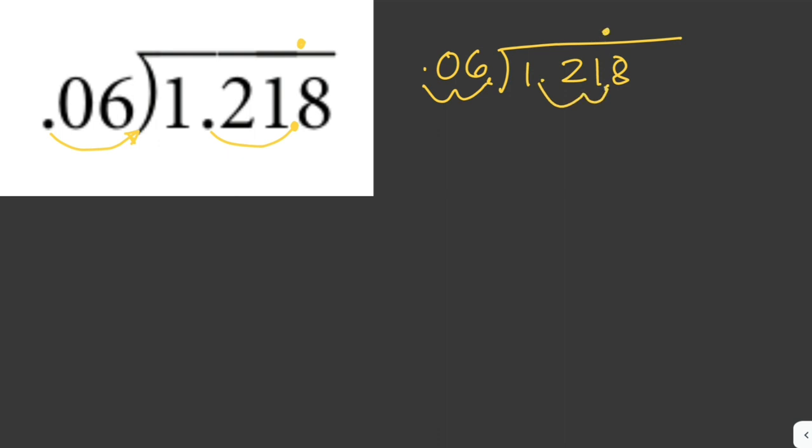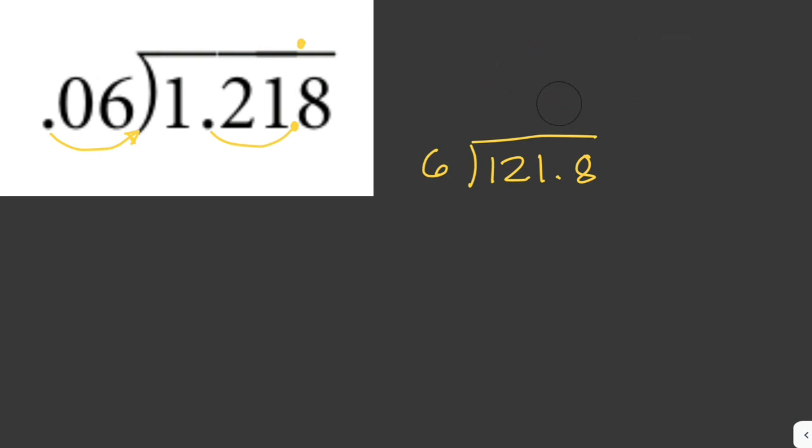Then we will also do this to the number that we are dividing into, the 1.218. So we also move 2 decimal places here. So our decimal point will be moved here. Then we can move the decimal point straight up into the answer. So the decimal point should be here. Okay, so that is 0.06, 1.218. And now we can divide the new numbers. So we have 6, 121.8. So that is 121.8 divided by 6.